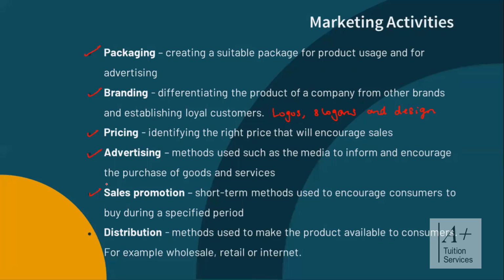Distribution, however, is something different and is basically the method used to make the product available to the customers. For example, we have wholesale, retail, or the internet. Wholesale is where items are sold in bulk. Retail is where items are sold singly, and usually the retailer buys from the wholesaler who buys from the producer.